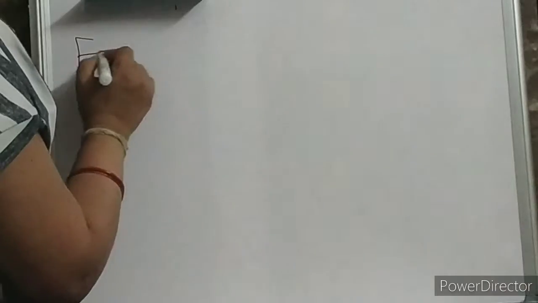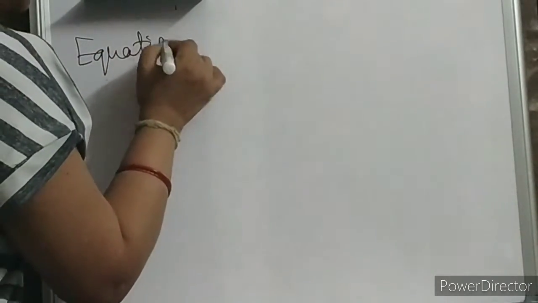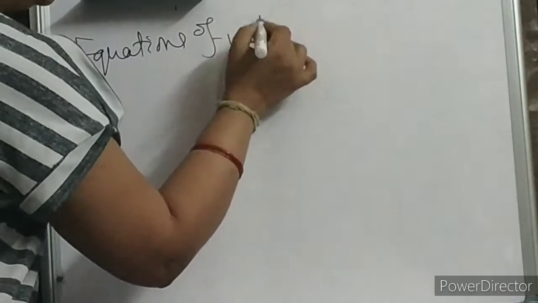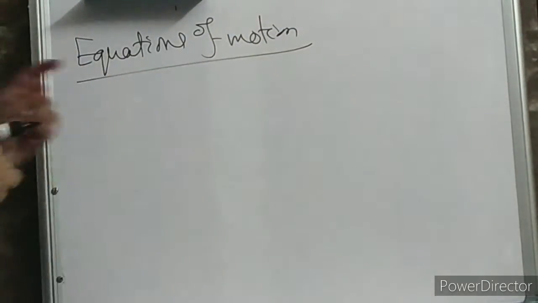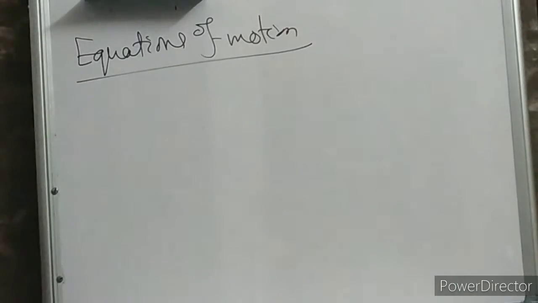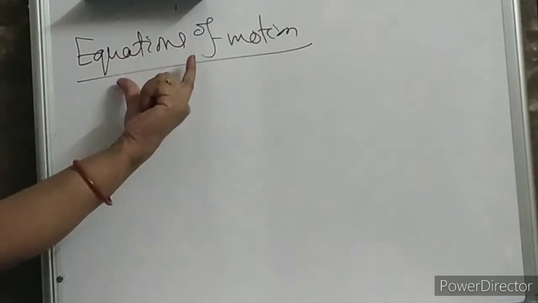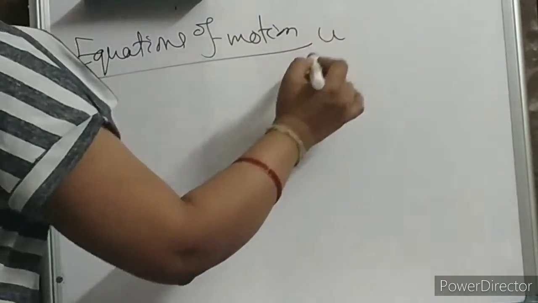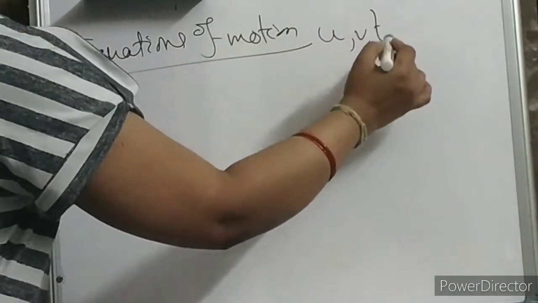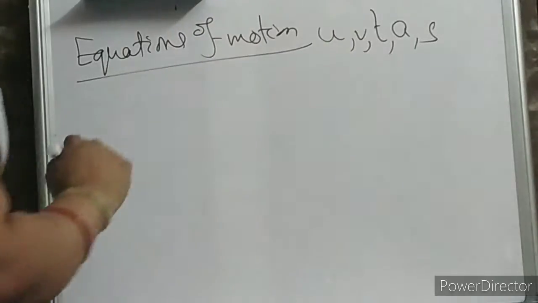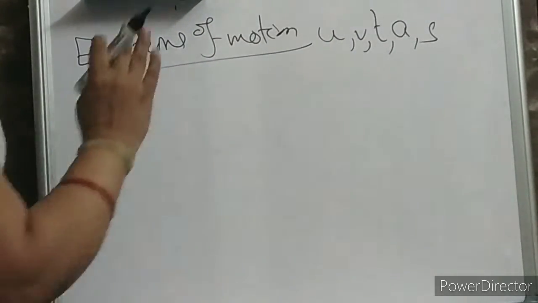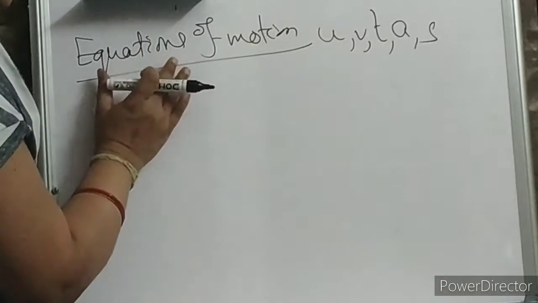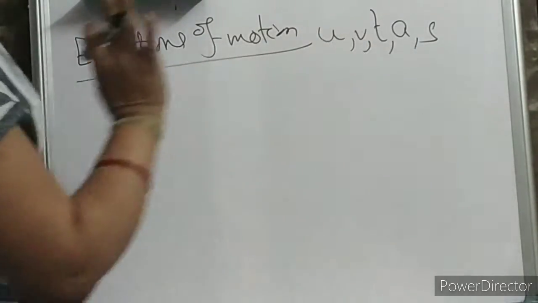In my last video lecture, we discussed acceleration, and today we are going to discuss equations of motion. Which type of motion? Uniformly accelerated motion. And why are we studying this? These equations of motion give the relationship between the initial velocity, final velocity, time taken, acceleration and distance. You can find out all these quantities easily if you use these equations of motion.